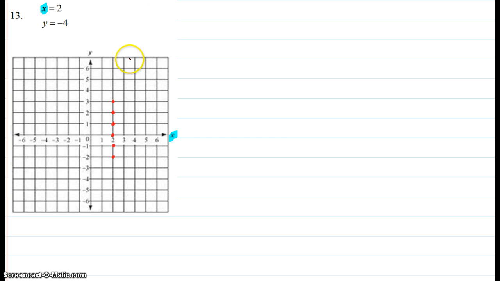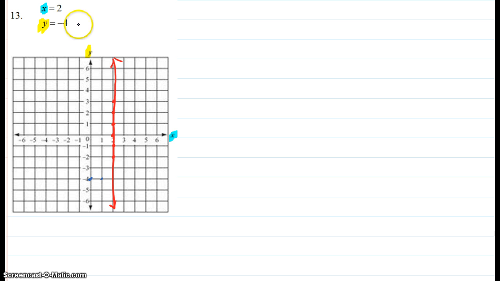So let's draw our line. So we have our vertical line going through 2. And now this one, the y equals -4, is going to touch the y-axis. So it's going to touch here at -4. And all the values of y are -4.